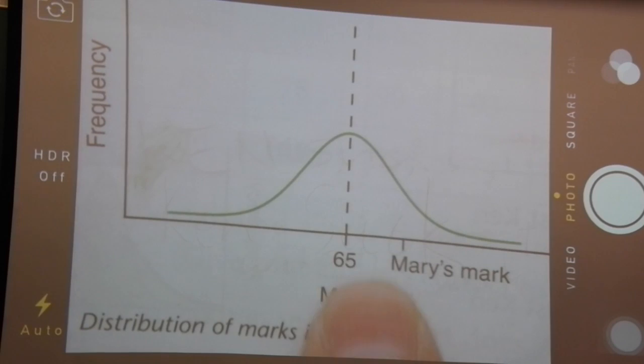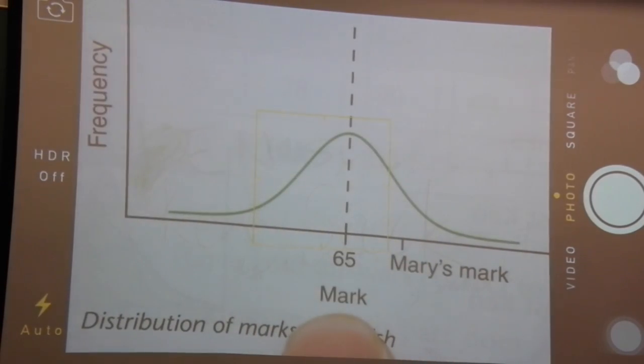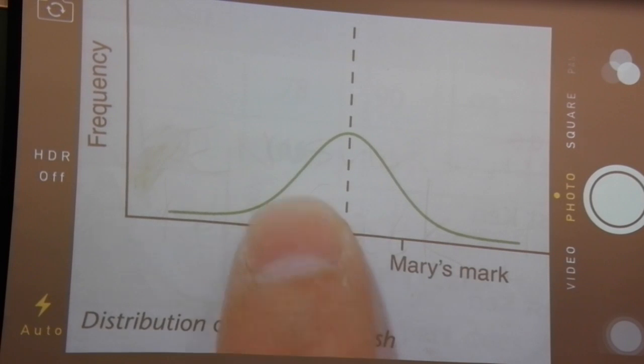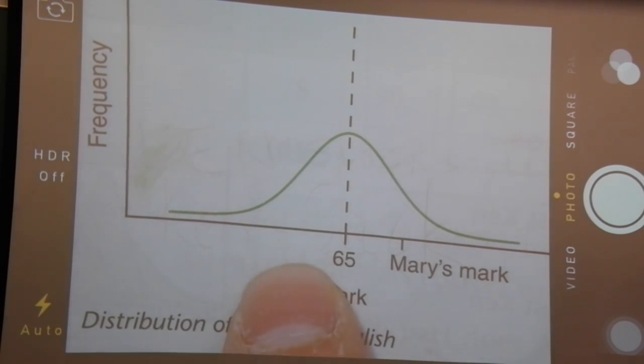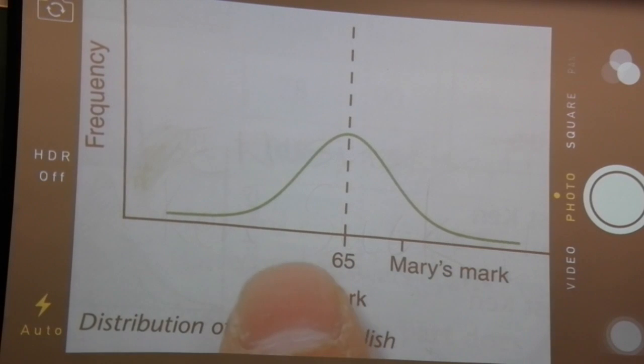Now the mean is at the middle. And also, it is the most likely result, so it is also the mode. And because it is in the middle, it is also the median. So average, median, and mode are exactly the same number. So this is the characteristic of this one.